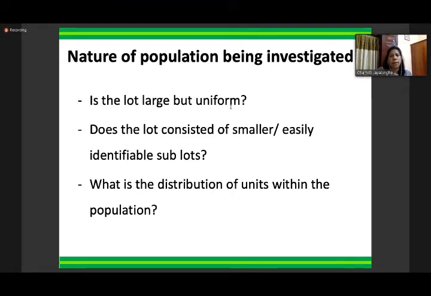Does the lot consist of smaller or easily identifiable sublots? If there are easily identifiable sublots, it is much better, because if the sample is big but there are some easily identifiable sublots, in such a situation what we have to do is take the sublots only, right? So what kind of example can we get for the second point? Does the lot consist of smaller or easily identifiable sublots?